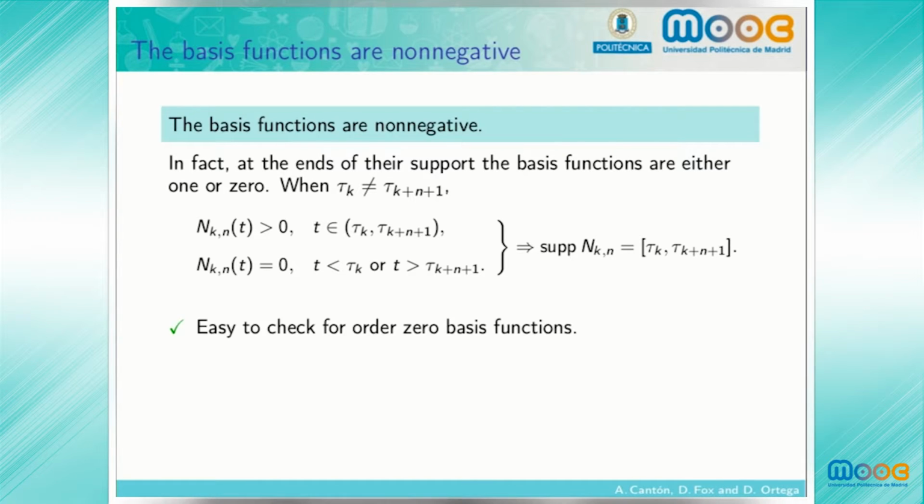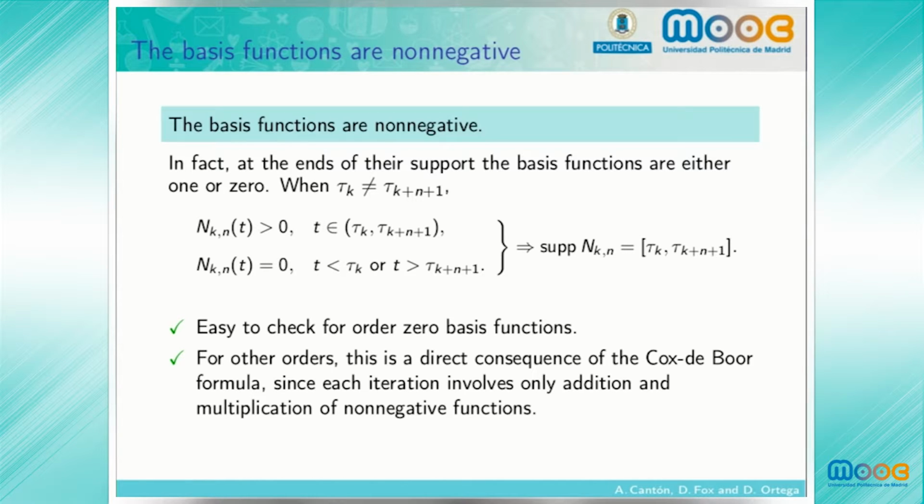This is easy to check for order 0 basis functions. For other orders, it's a direct consequence of the Cox-de Boer formula, since each iteration involves only addition and multiplication of non-negative functions.